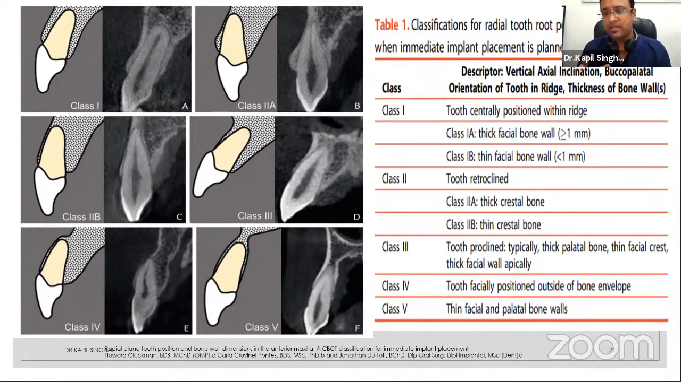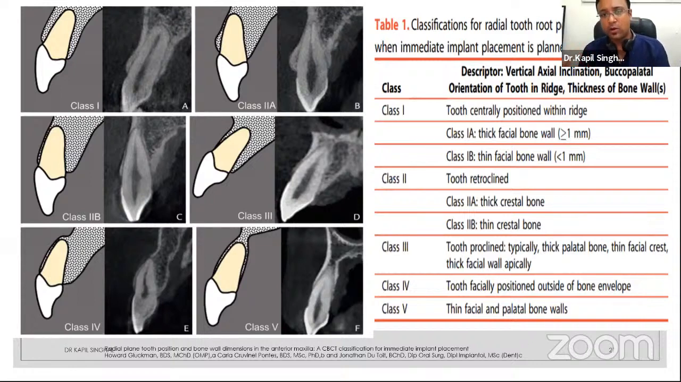So suppose it is a class 1 type. In this, the root is basically positioned within the ridge. The root is well positioned within the ridge, and the facial bone is pretty thick. And class 2 is when the tooth is retroclined.